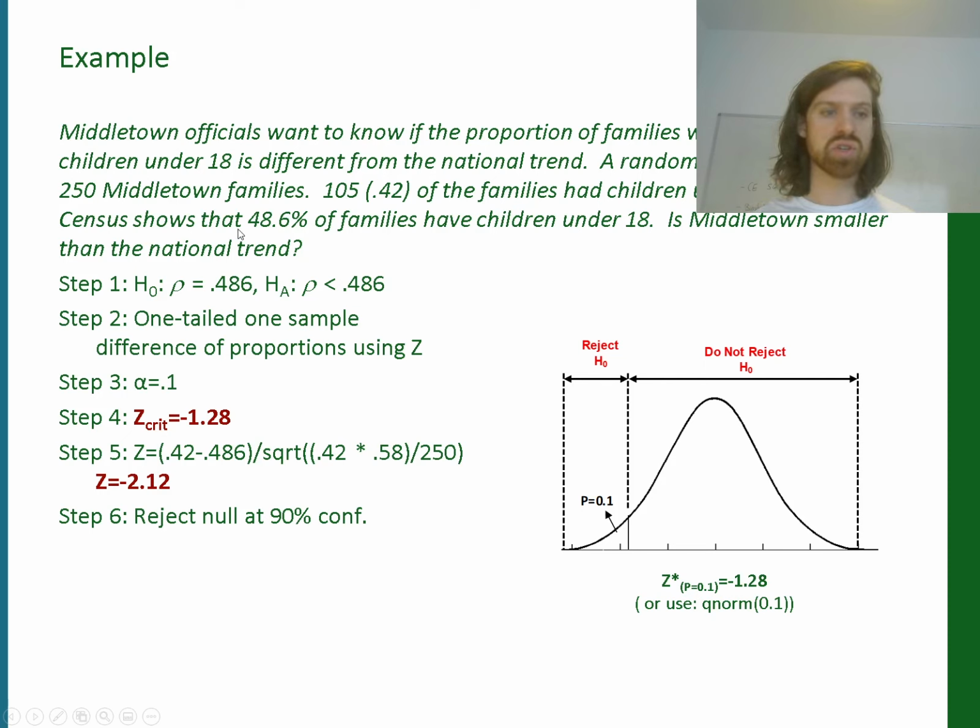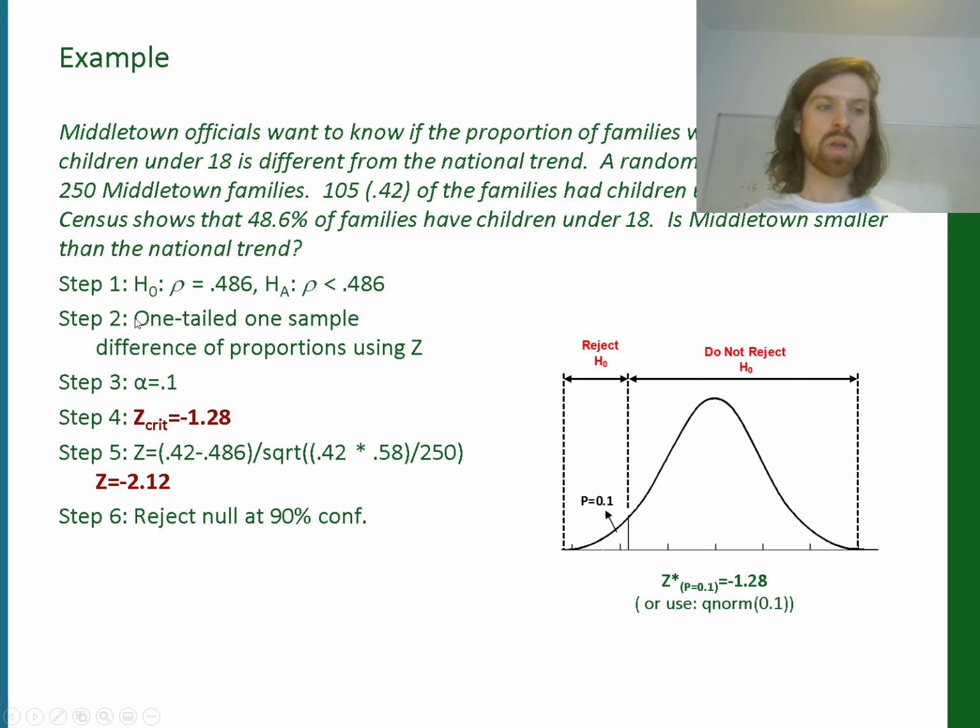And then the last census showed that 48.6% of the families have children under 18, okay? So we have the sample here, and then we have the actual proportion in the whole census, so the population. And then here comes the crux of the question. Is Middletown smaller than the national trend? Okay, so you get the hint that it's directional. Here we think that the sample has a smaller proportion than the national trend. Okay, so the null hypothesis will be that our sample is equal to the population, whereas the alternative hypothesis is that our sample will be lower than the national trend.